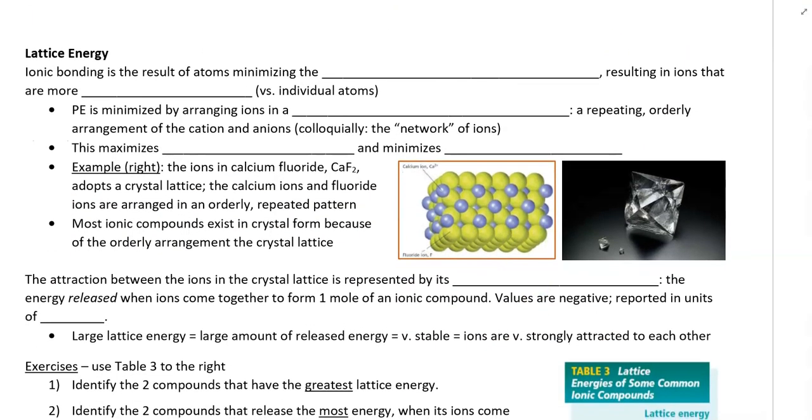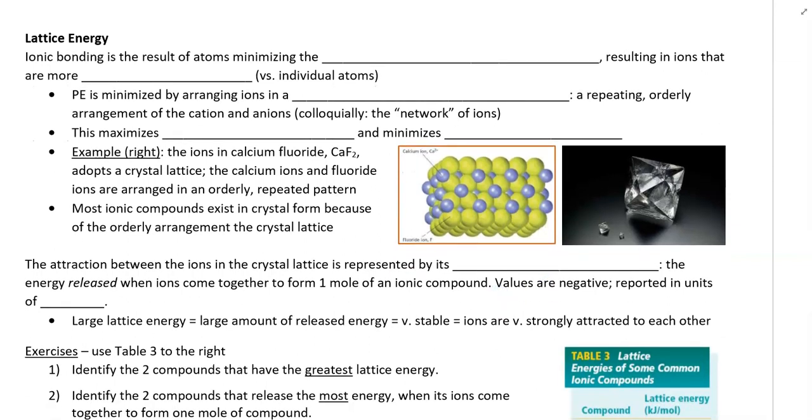All right, now let's break down this next idea. This next term is called lattice energy. Ionic bonding is a result of atoms minimizing, you guessed it, the potential energy. We want to minimize the potential energy. That's why any bonds form, resulting in ions that are more stable compared to their individual atoms. Individual atoms are generally considered less stable than a bonded form of the atom.